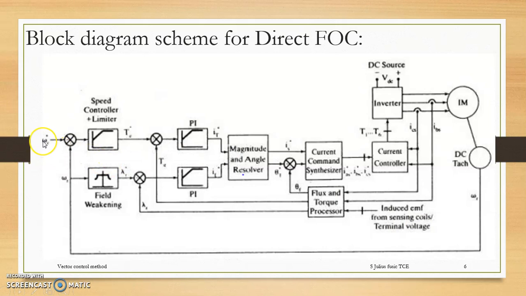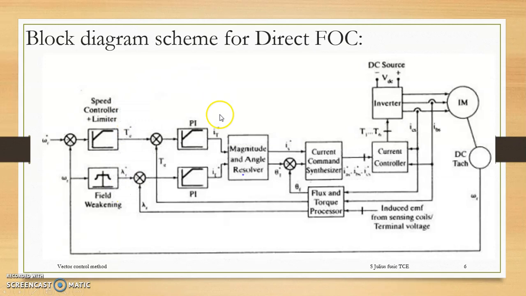For example, we already discussed the developed DC tachometer generated signal will be sent to your comparator, which is denoted as WR, which will be the real speed, which is compared with your reference speed WR dash. That error signal is sent to the speed limiter. Parallelly, the field rotor flux linkage field weakening will also be sent. This develops the torque parameter and this develops the lambda parameter.